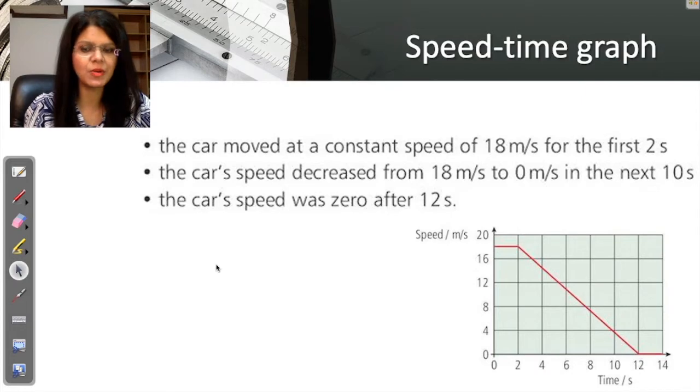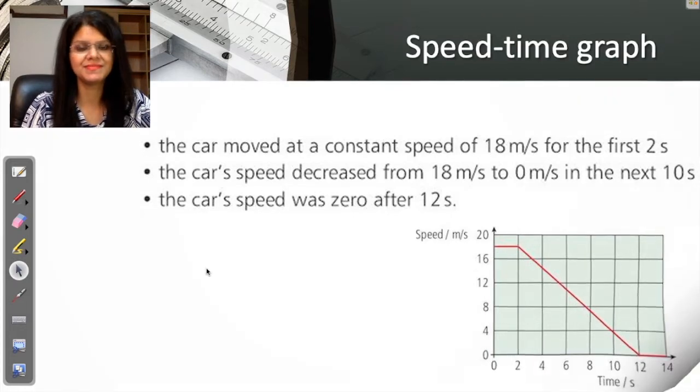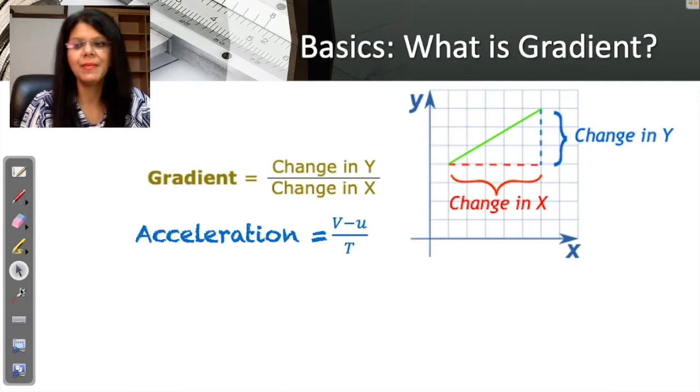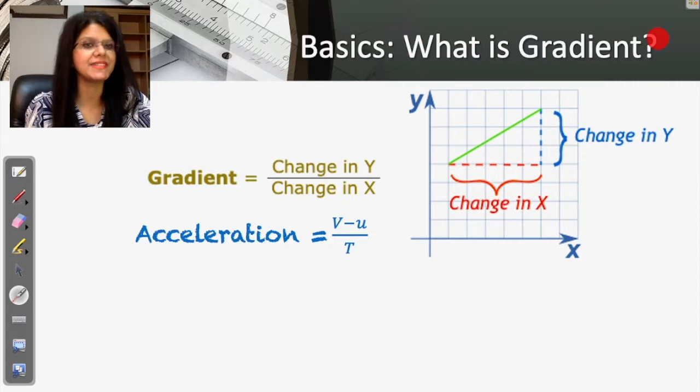We'll be working out more examples as we proceed through this video. But let us first understand some basics. What is gradient? This is something that we have already discussed when we were talking about distance time graph. But let us understand it here again. Gradient is change in y over the change in x.